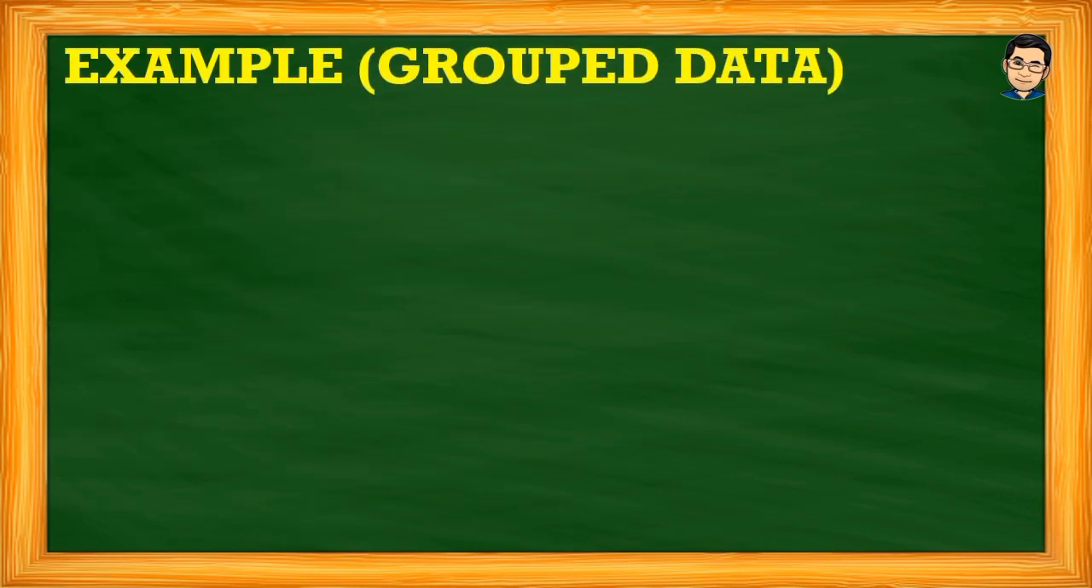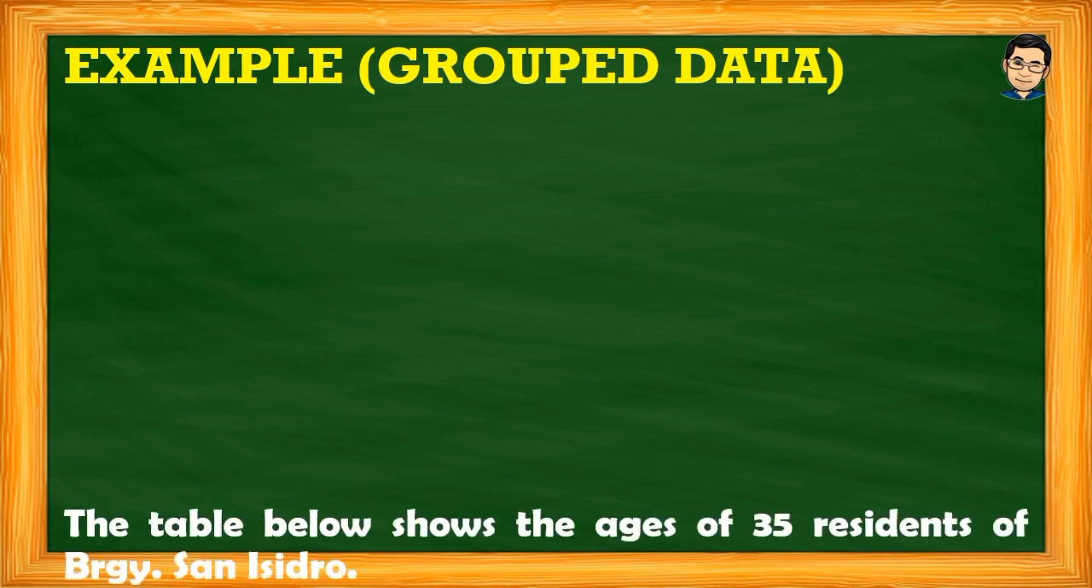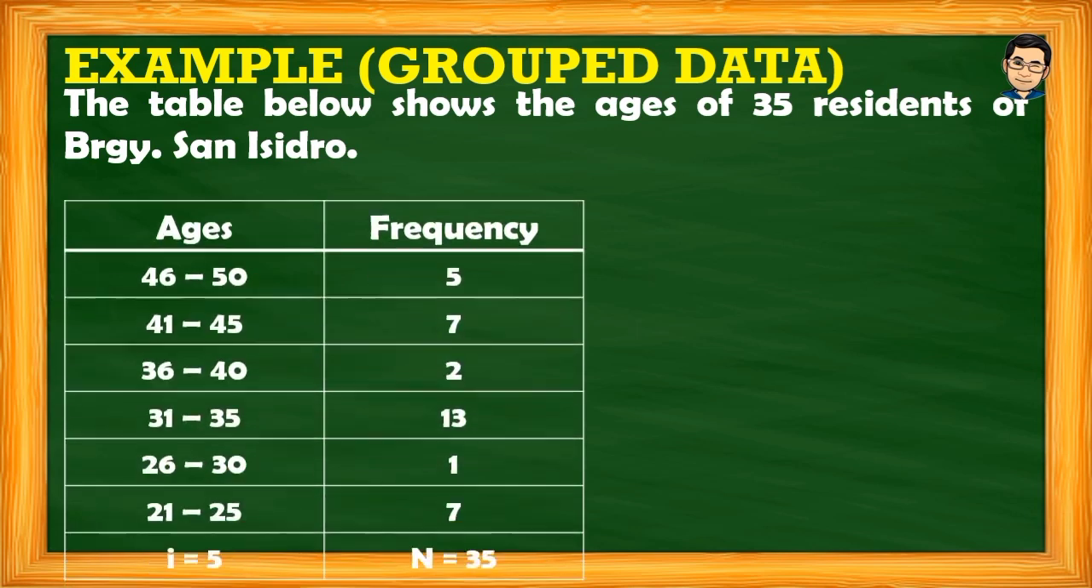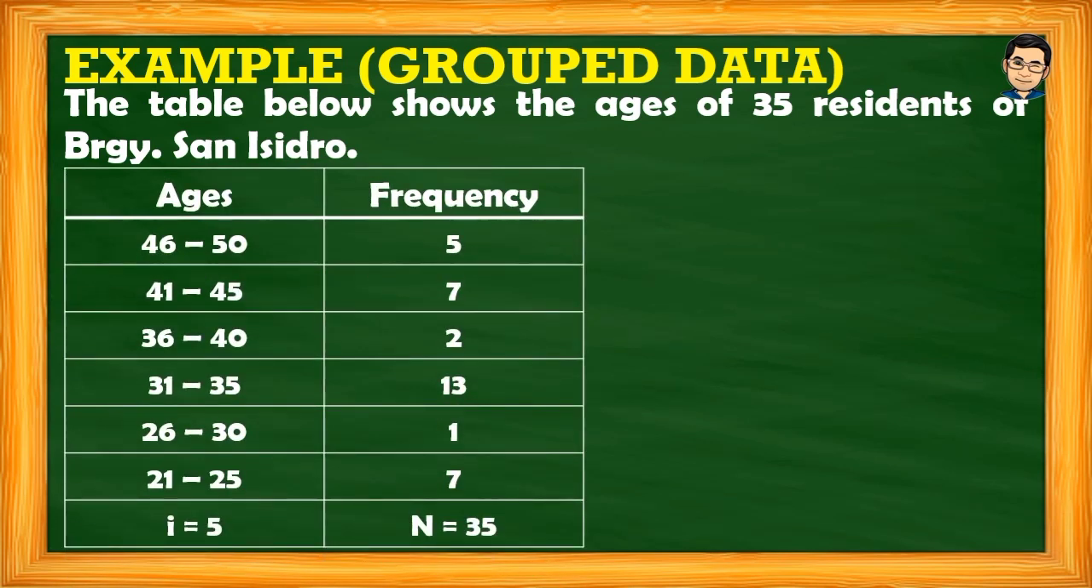So let us have an example for grouped data. The table below shows the ages of 35 residents of Barangay San Isidro. We have a frequency distribution table here, wherein in the first column nakalagay po yung mga edad, ages, and then in the second column, we have frequency. Okay. So, para kunin ang range, ganito lang po siya.